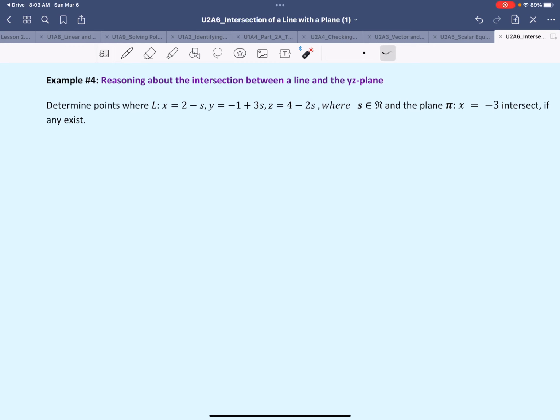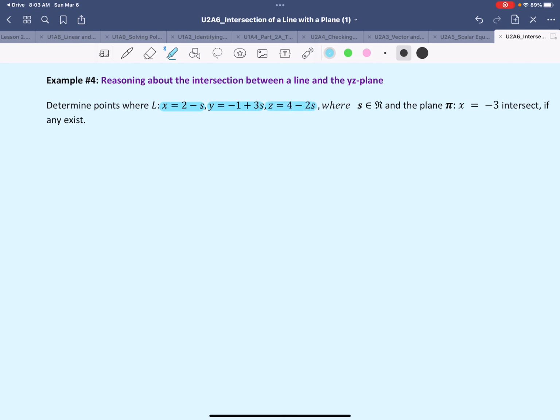Welcome back to lesson U2A6, and now we're going to take a look at example number 4. This is the second part of the lesson, or the second video. So in this example, we are given a line. An equation of a line is given in parametric form. So we have x equals 2 minus s, y equals negative 1 plus 3s, and z equals 4 minus 2s.